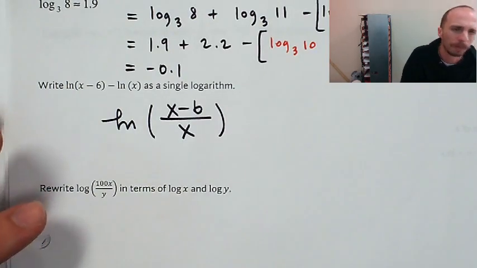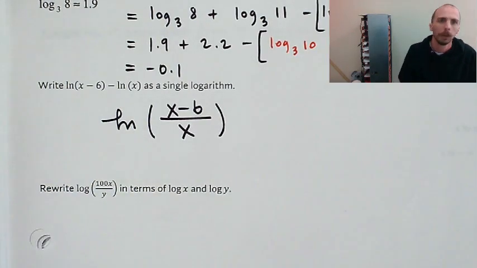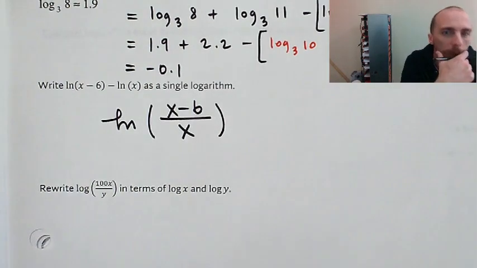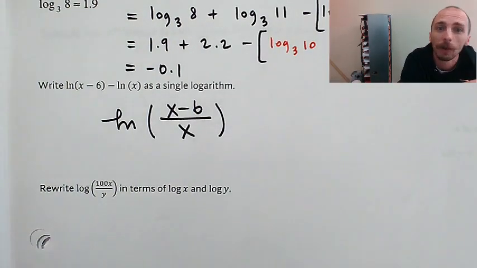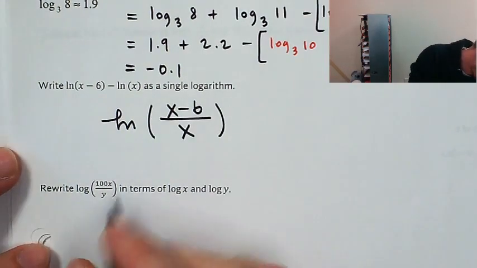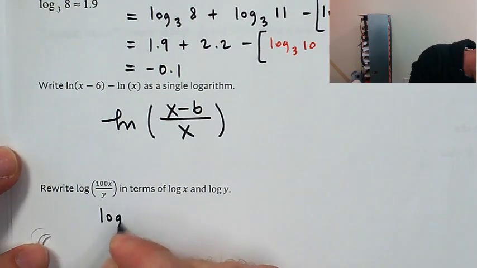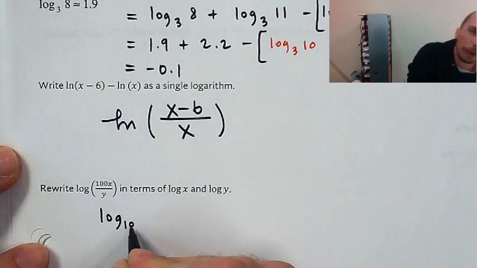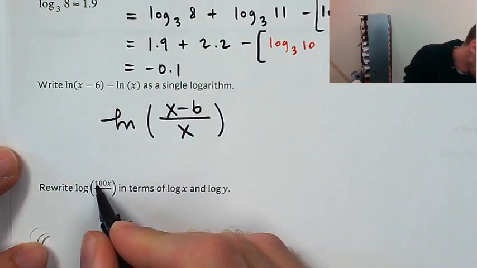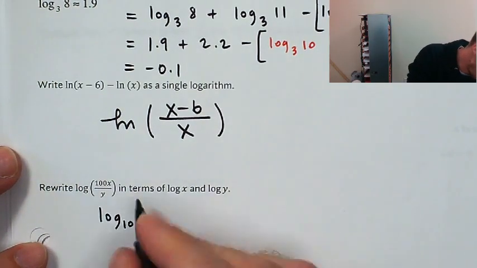Rewrite this in terms of log x and log y. I like this problem a lot. Rather than saying write it in expanded form, or we have to define expanded form and then say what we mean by that, I can just ask you to write this in terms of the base 10 log of x and the base 10 log of y. So what we've got here is I'm going to split this out, and I always like to write in the tens. Split out over the 100 times the x divided by y.